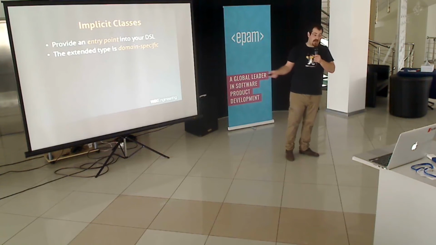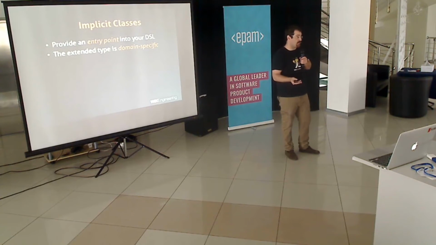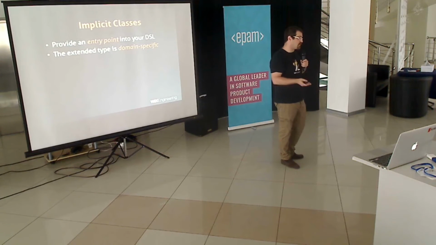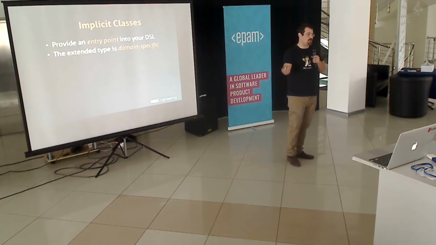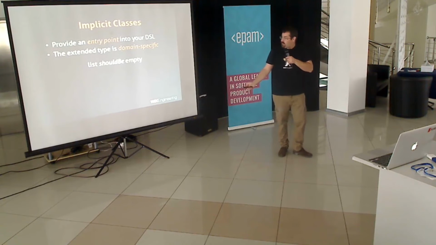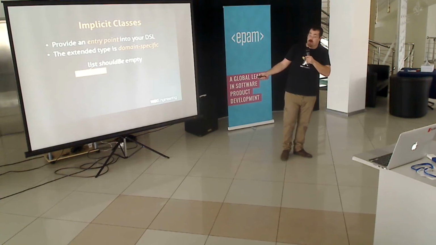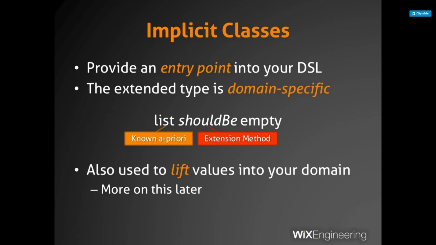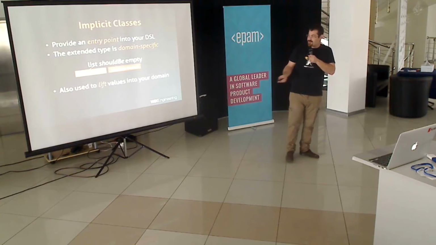The extended type is domain specific. It depends on your language. So for data validation, because we want our language to be able to validate any data type, we would use a generic type, right? We don't know what it is we're extending. We want to add a should method to anything, to any object. So "list should be empty." List is known ahead of time. This is the only thing that we know ahead of time when our users are trying to validate data. Should be is the extension method, so we need to have a class that adds this.